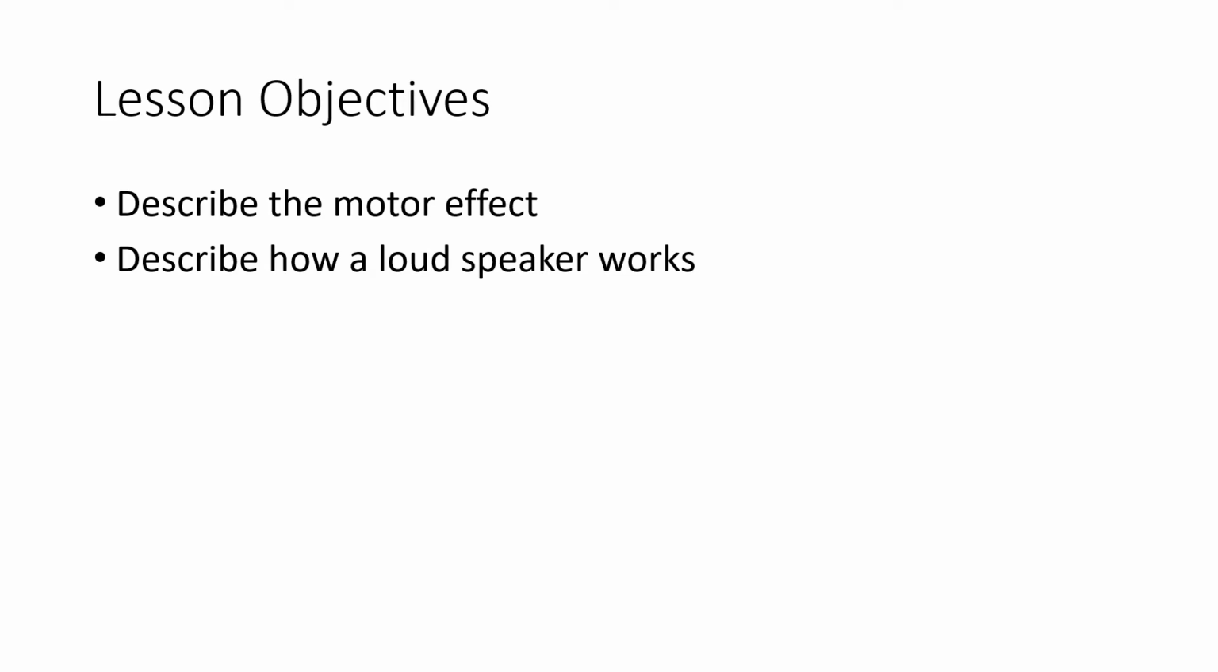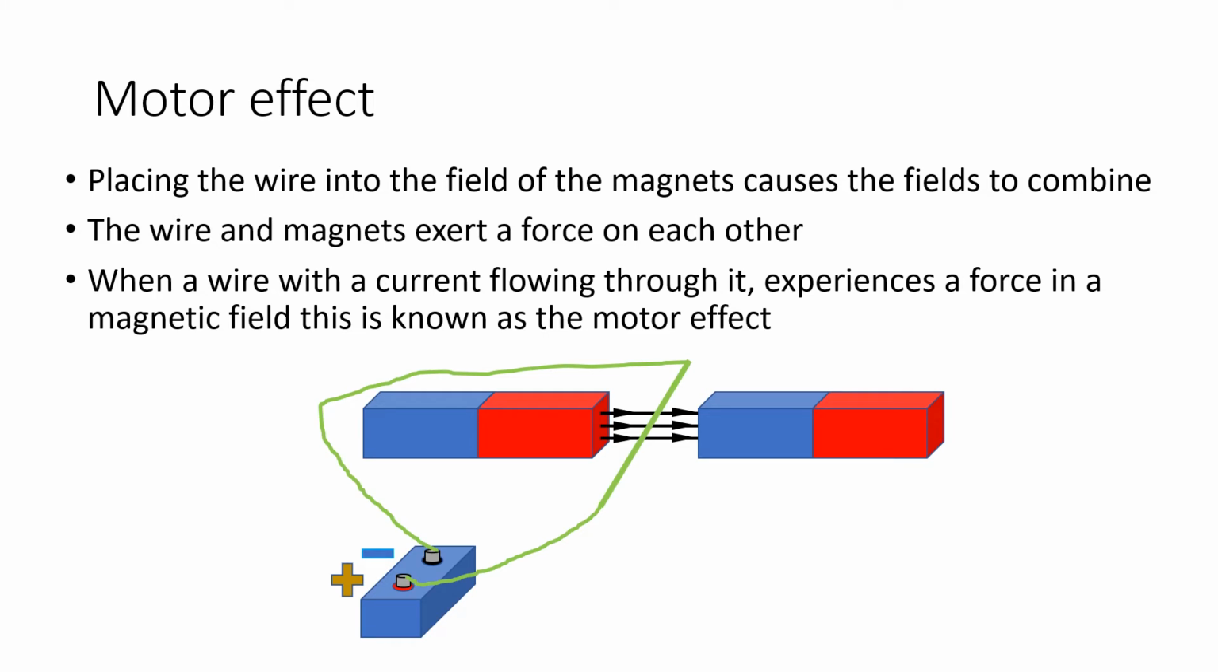In this particular lesson, we will have a very brief review of the motor effect, and we will of course go through how a loudspeaker works. Remember, the motor effect is all about when we place a wire in a magnetic field and put a current through that wire. When we do that, there's a force exerted on the wire, and we can predict what direction the wire would move based on Fleming's left-hand rule. That motion of a wire, because of the force exerted when the current is flowing through the wire in a magnetic field, is known as the motor effect.